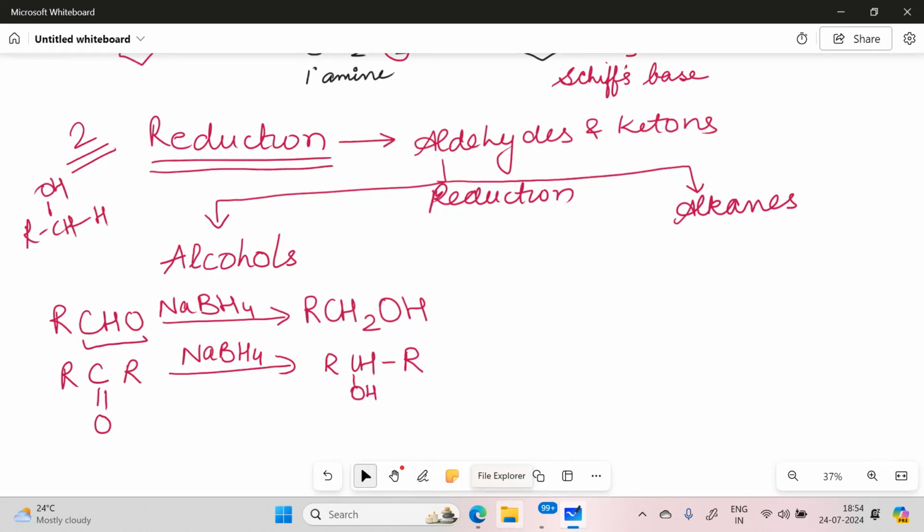So it becomes CH2OH. Similarly, in ketones, the double bond converts into a single bond. One H gets added on both sides. Aldehydes give primary alcohol, ketones give secondary alcohol. It may be NaBH4, or you can use hydrogen catalytic reduction with nickel, platinum, or palladium. Any one of the metals you can use. With this, aldehydes and ketones are converted into alcohols.